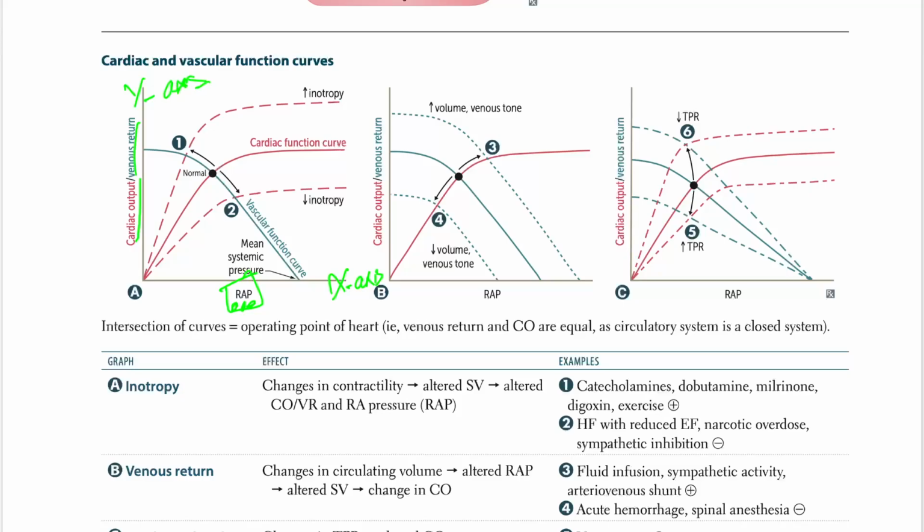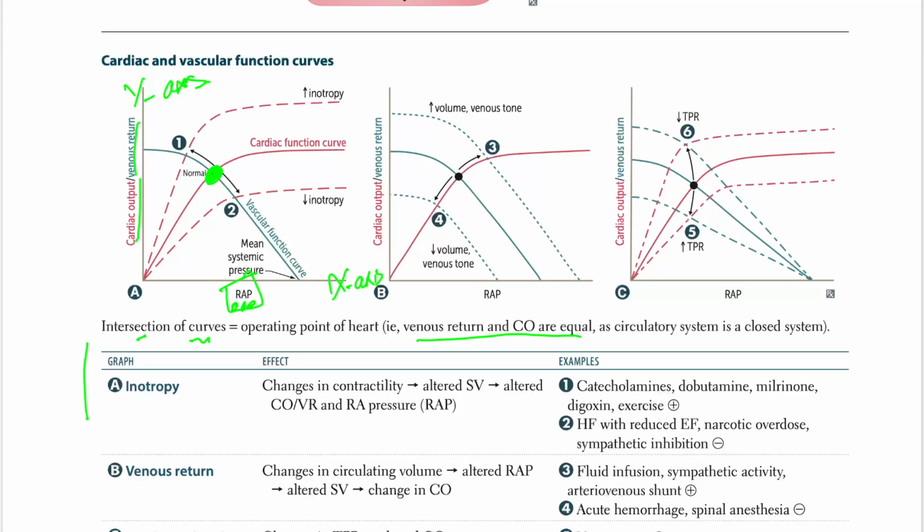Looking at this graph A, one more thing actually. The intersection of the curves, which is right here, this point, equals the operating point of the heart, i.e. venous return and the cardiac output are equal, as the circulatory system is a closed system. So at this point there is nothing coming in or out; the flows are equal.